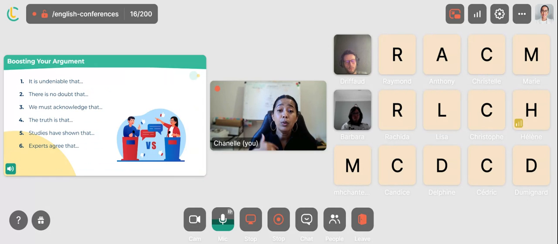We can also boost our arguments in using certain sentences. For example, it is undeniable that, there is no doubt that, we must acknowledge that, the truth is that, studies have shown that, experts agree that.